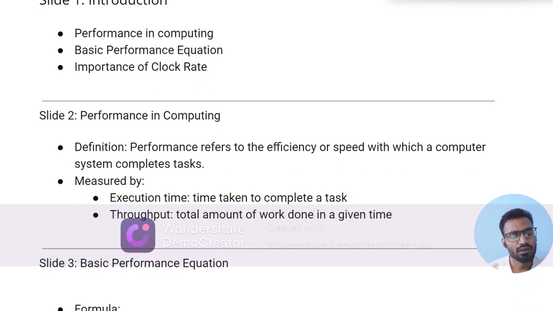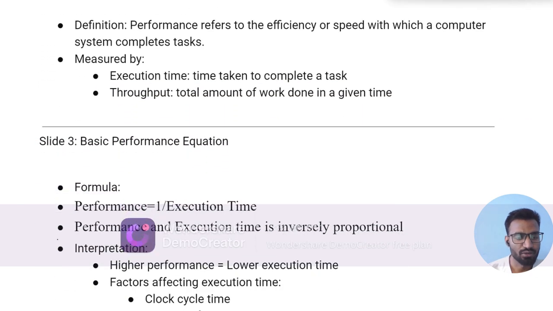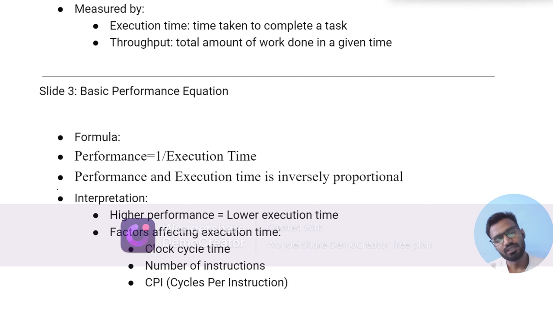Next, the basic performance equation. We introduce an equation, or we can also call it a formula. Performance and execution time are inversely proportional. As we know, if we increase the performance of a system, we expect the execution time to be less. So performance and execution time have an inverse relation: higher performance equals lower execution time.